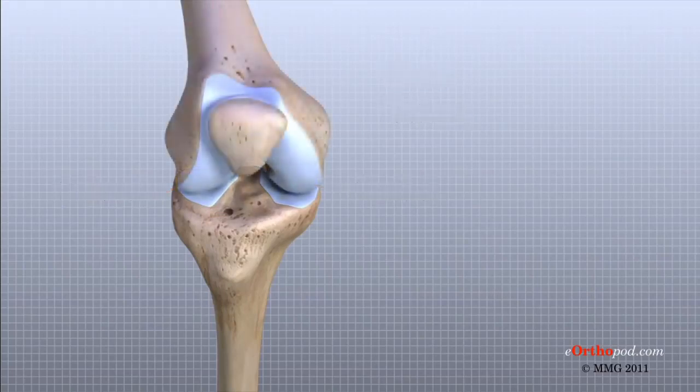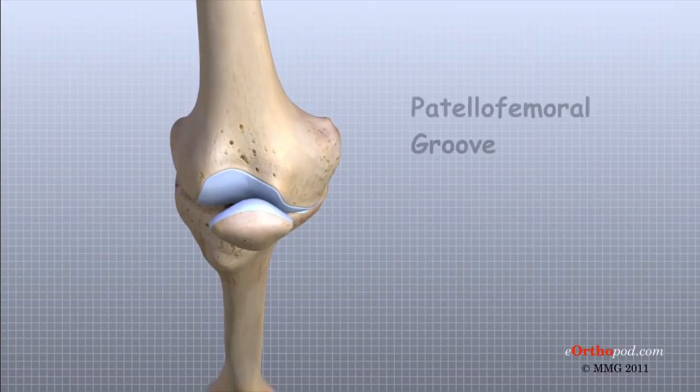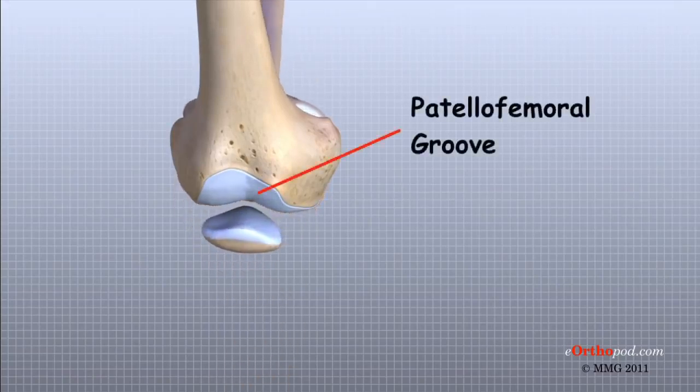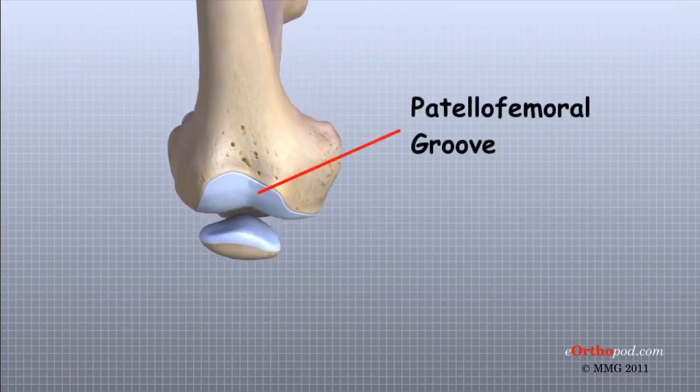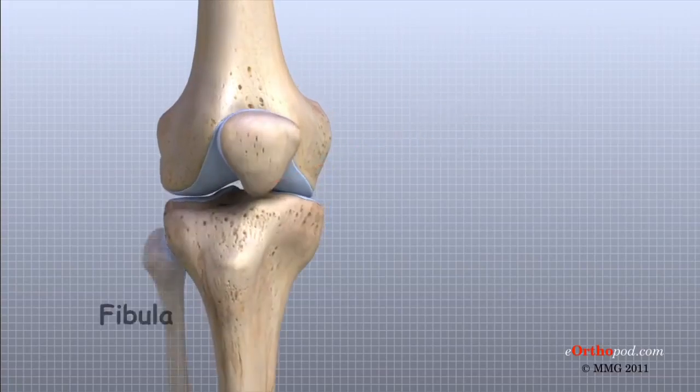The patella glides through a special groove formed by the two femoral condyles called the patellofemoral groove. The smaller bone of the lower leg, the fibula, never really enters the knee joint. It does have a small joint that connects it to the side of the tibia. This joint normally moves very little.